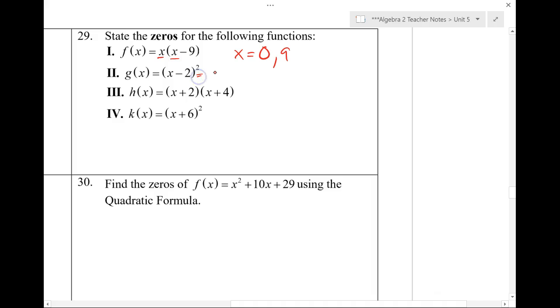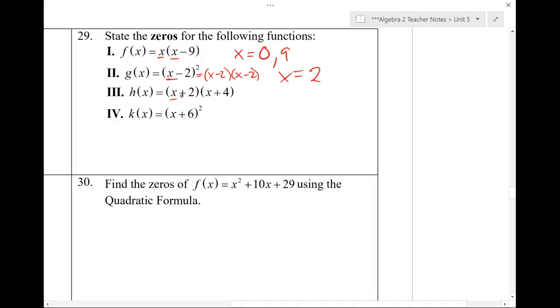And for this one, let's expand this. And it could be, well, it's only 2. So x is equal to 2. There's only one solution.